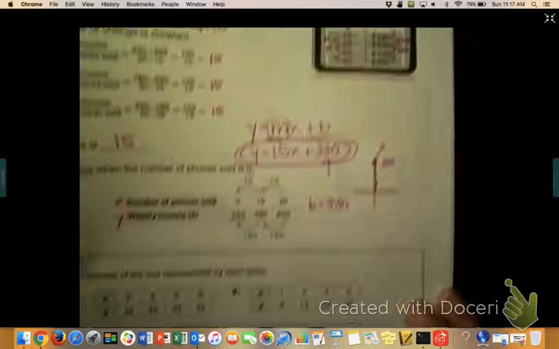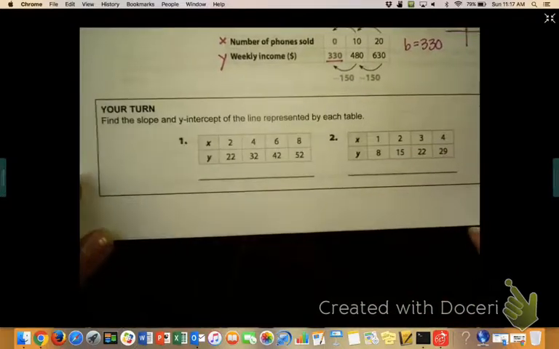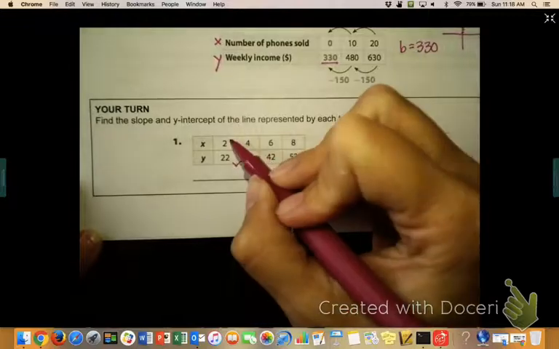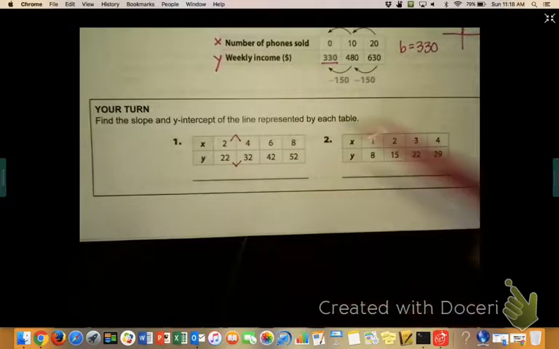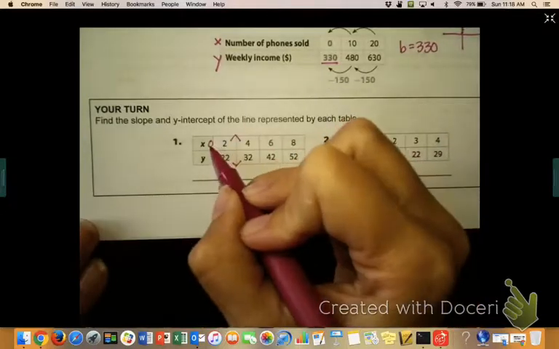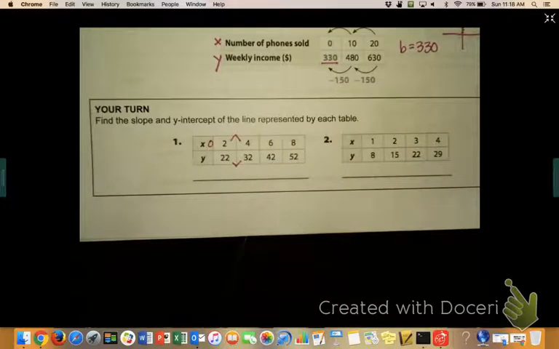All right, you guys are going to now try the your turn. So find the change in y's over the change in x's. Remember, you flip it, and that's going to be your slope. And then work yourself backwards to find when x is 0, what y would be in order to find your y-intercept. Give it a try and then turn back on the video to check.